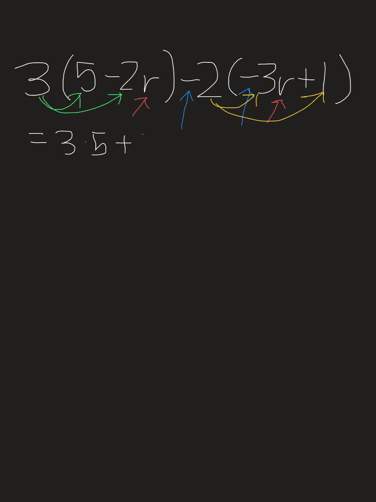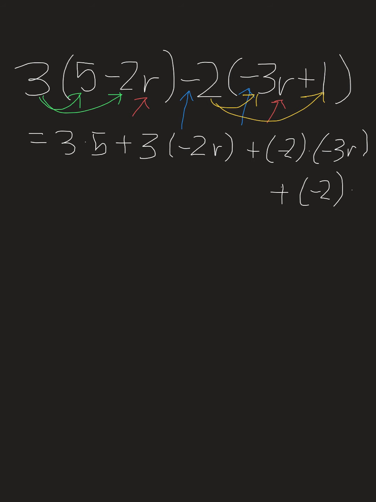plus 3 times negative 2r. Good. And then we have minus minus. So we plus negative 2 times negative 3r. We're running a little bit out of space. Plus negative 2 times 1.